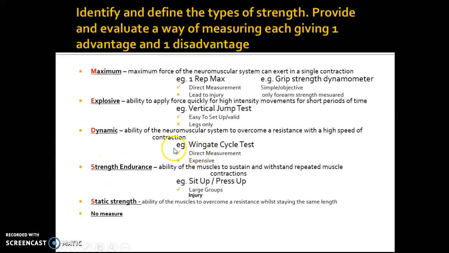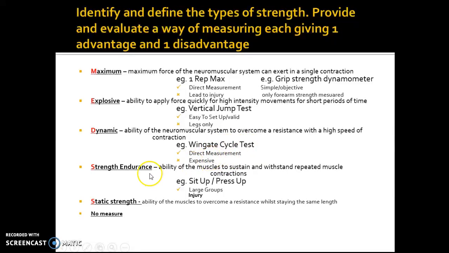Going on, dynamic strength then, the ability in your muscular system to overcome a resistance with a high speed of contraction. So quite similar to explosive, but the difference being that dynamic strength is the one that overcomes a resistance. An example for how you can measure that is the Wingate cycle test. Don't worry too much about this, it isn't actually specification reference, but that's how you would measure it.